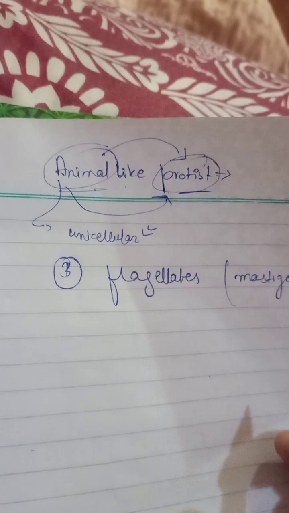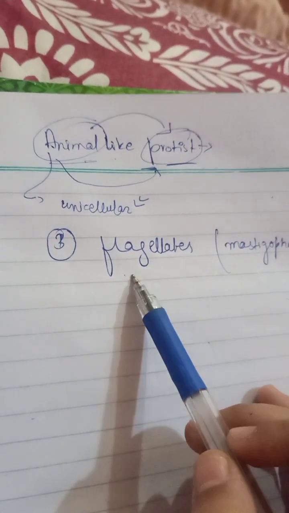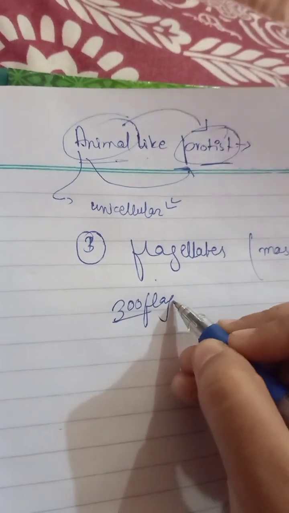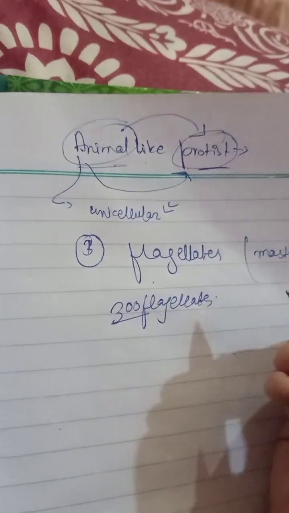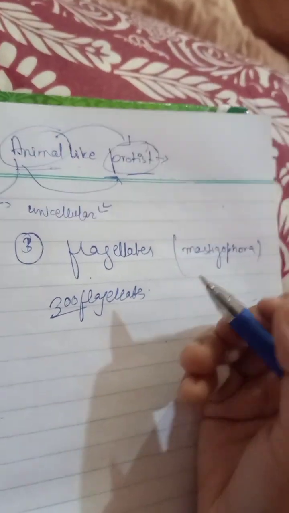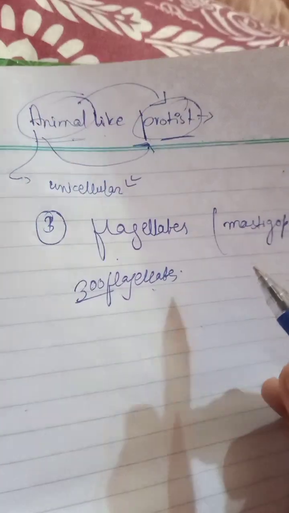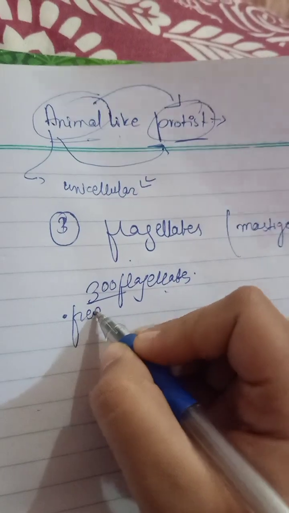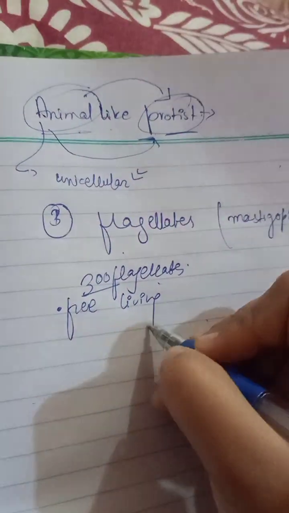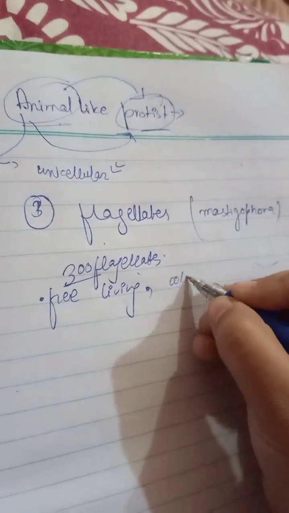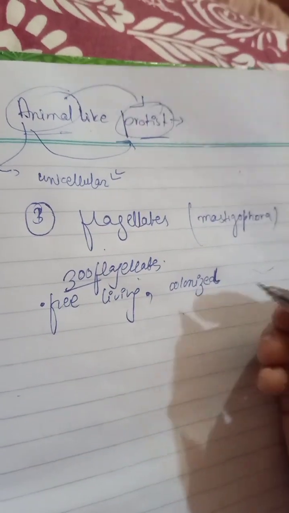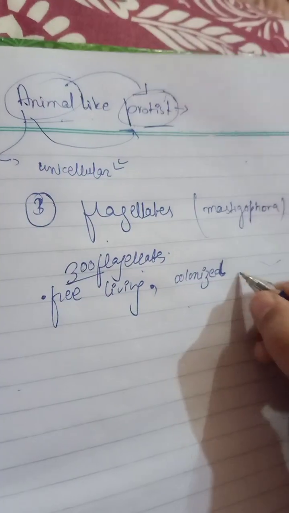Now, the animals which are placed in this group are called zooflagellates, because zoo means animal, and flagellates means having a flagella. Flagella is used for movement and so on. Most of the zooflagellates are free living, and they can be attached in a colony or in group form.